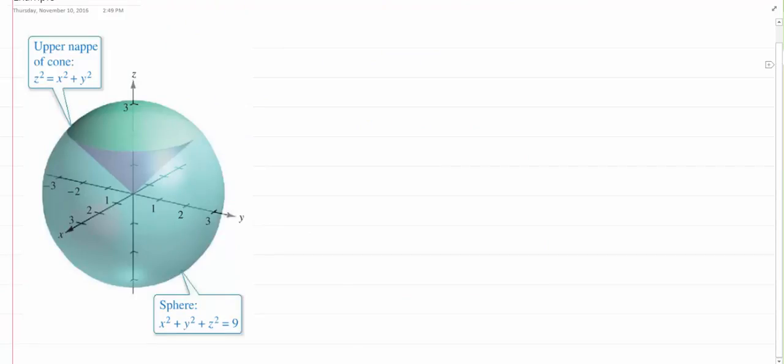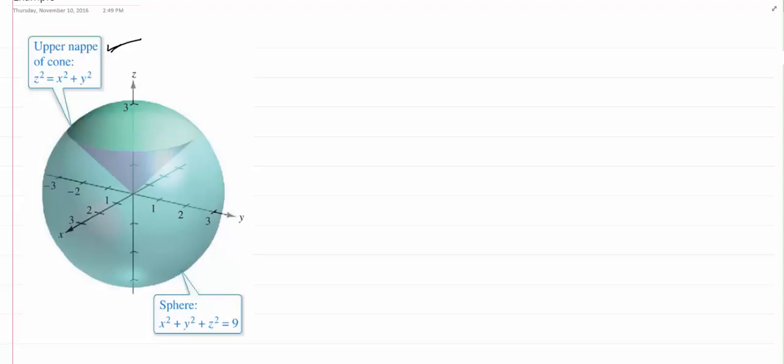Okay. Let's suppose that we want to calculate the volume that's indicated here. In other words, I have a cone, and that cone is modeled by this expression. And then I have a sphere, x squared plus y squared plus z squared equals 9. And what I want to do is calculate the volume that's bounded above by the sphere and below by the cone. Well, this is just a perfect setup for spherical coordinates.